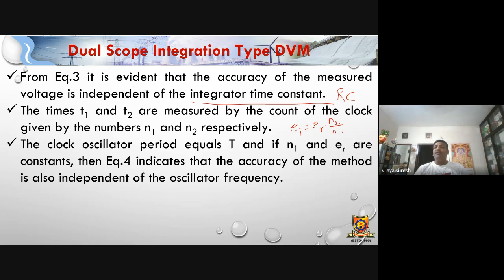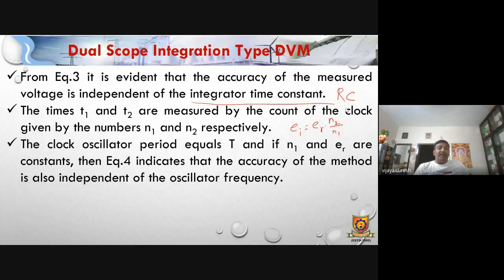In this expression, we don't find R and C. So the value of the integrator time constant is independent. We need not worry about how much resistance we are using or how much capacitance we are placing. Right? It is independent of the time constant of the integrator.